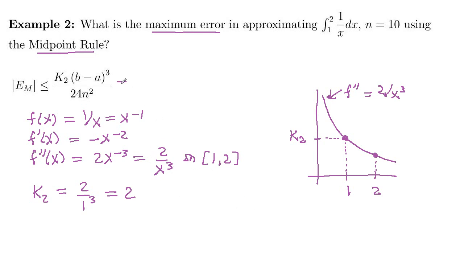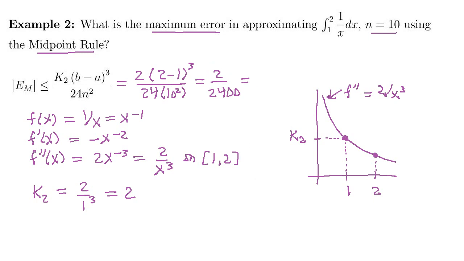So now we can go ahead and plug in our formula. So our k2 is 2. Now you could use a bigger number than 2, but then that is going to give you a worse estimate of your error. B and a, so b is 2, a is 1, so this will be 2 minus 1, that gets cubed, and we're dividing by 24 times n, which is 10 here, so 24 times 10 squared, 2400. So this is 1 times 2, this is 2 over 2400.